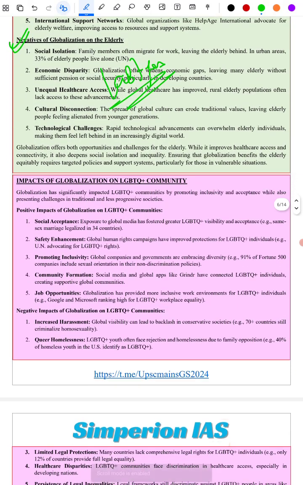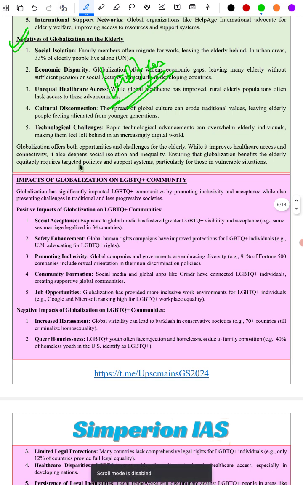Next is the impact of globalization on the LGBTQ community. This is a new concept. I mean it is from current affairs or contemporary issues.